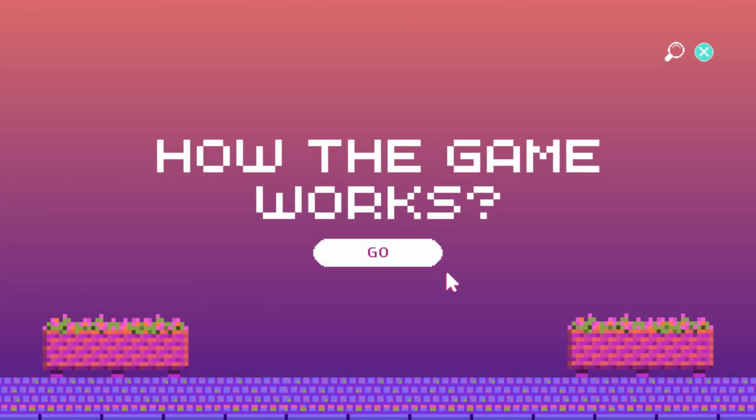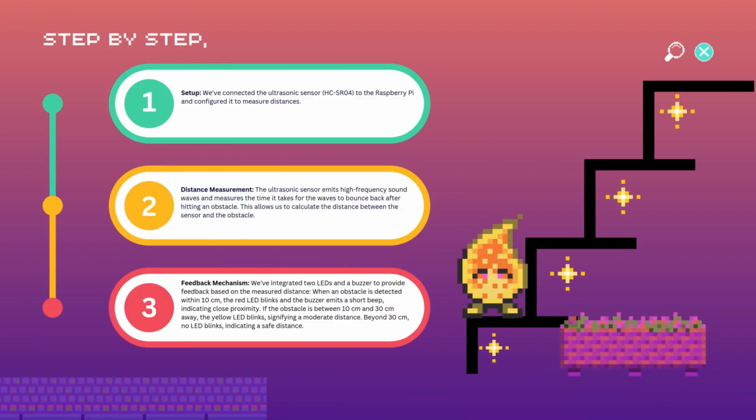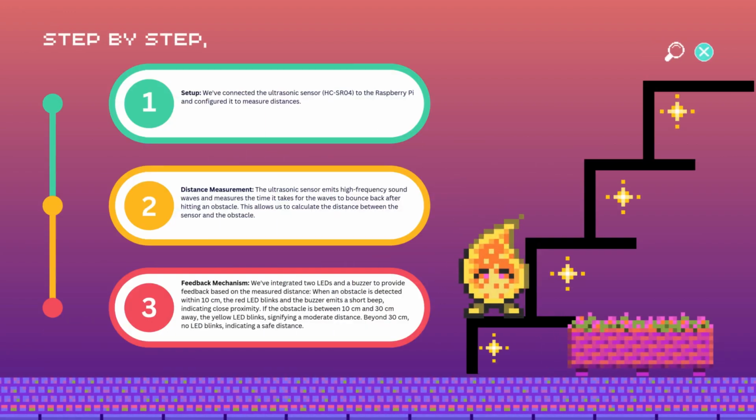Let's see how the game works. At first, we have connected the ultrasonic sensor to the Raspberry Pi and configured it to measure distance. The setup involves wiring the sensor to the Raspberry Pi GPIO pins and ensuring proper connections for power, trigger, echo, and ground.